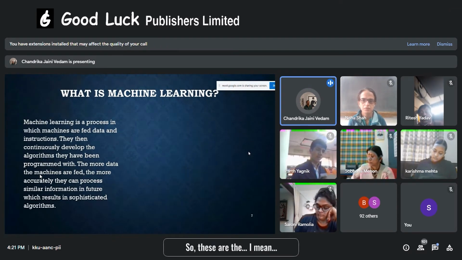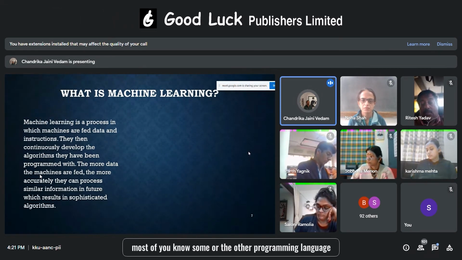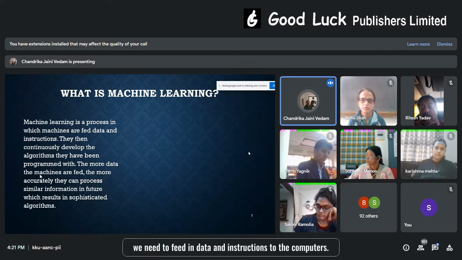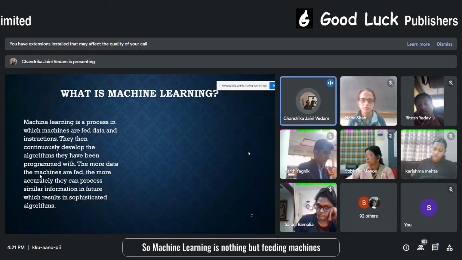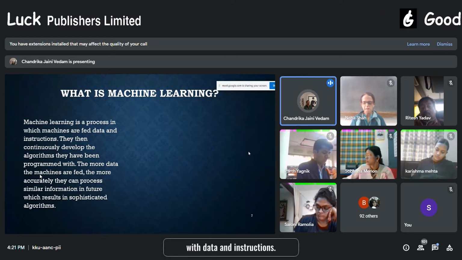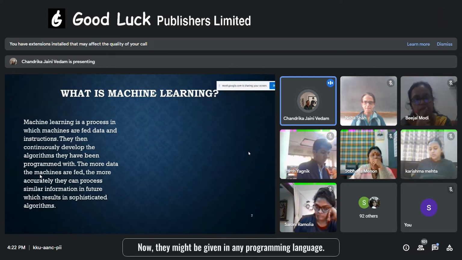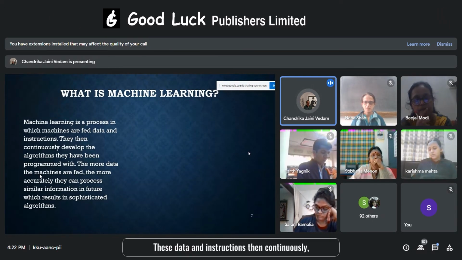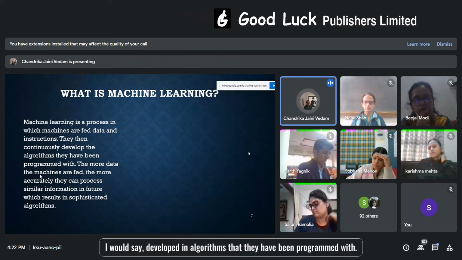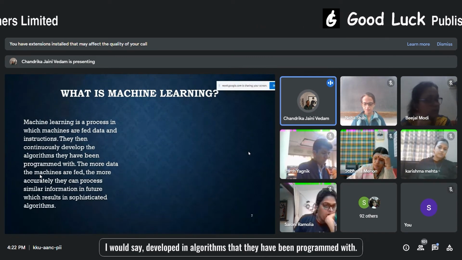Most of you know some programming language, and you would know that we need to feed data and instructions to the computers. So machine learning is nothing but feeding machines with data and instructions. Now they might be given in any programming language. These data and instructions then continuously develop the algorithms that they have been programmed with.